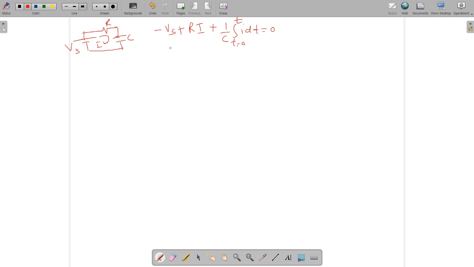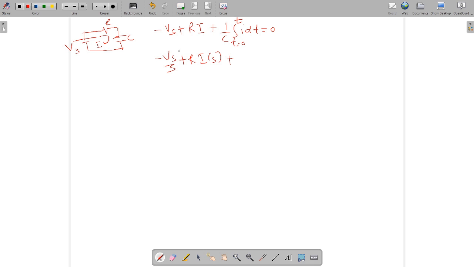Now if you want to convert this equation into the s domain, how are you going to do it? In this case, this will be minus Vs upon s. R will remain constant, because R is always an energy-consuming element. If you provide some current into R, it is always going to dissipate. So minus Vs upon s plus R into I of s.